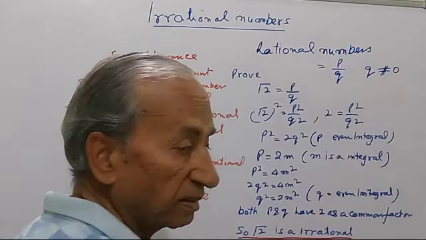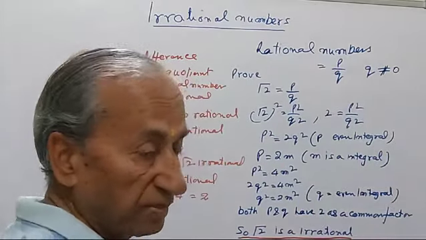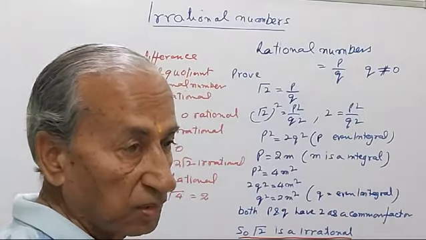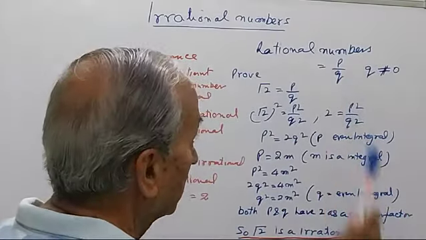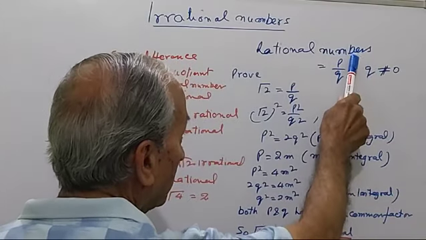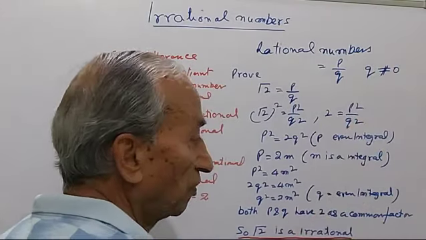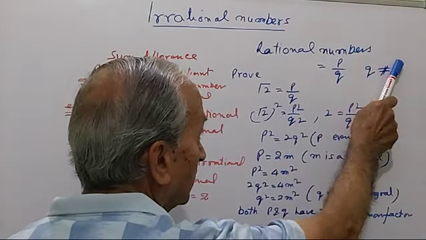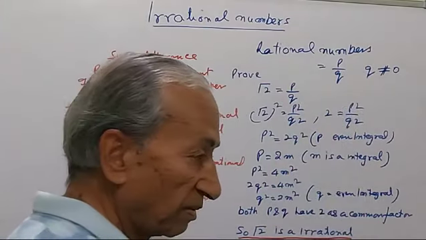either it is terminating, that is completely divisible, or it is repeating in nature. So the point is that rational numbers are in the form of p upon q, where q is not equal to 0, and the characteristic property is that they are always terminating or repeating in nature.